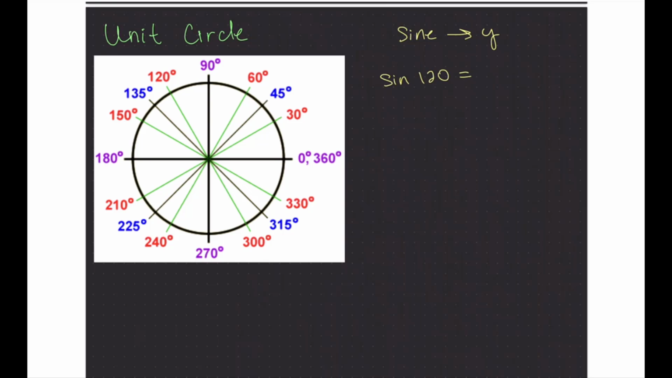Or we can get into our handy little calculator, making sure we're in degree mode because we're talking about degrees, and we put in the sine of 120. Because we're in a unit circle, the radius is 1, so the answer has to be less than 1. It's 0.87.